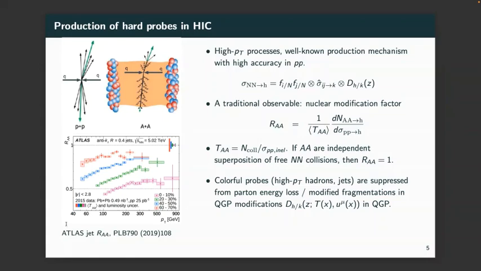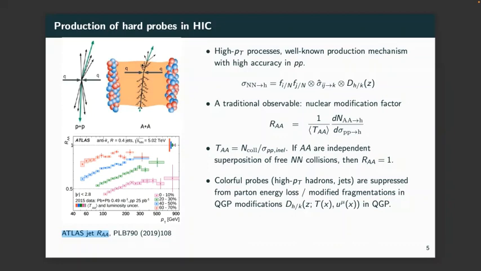As you can see here, these are the ATLAS measurements of the nuclear modification factor of jets. These jets are measured in central to peripheral AA collisions. And you can see even for 1 TeV jets, the yield is only 60% as compared to the naive expectation. So there are very important final state effects.